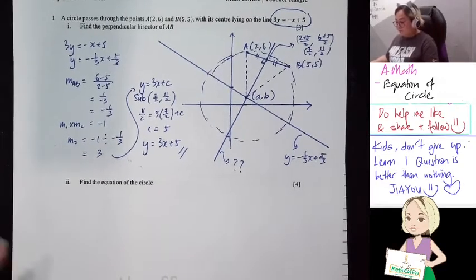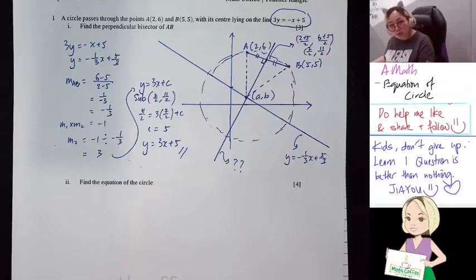Okay. So this is how you find the equation of the perpendicular bisector. So take note, a perpendicular bisector has two properties. Perpendicular means m1 times m2 equals negative 1. Bisector means it cuts the line into half and half. Okay?